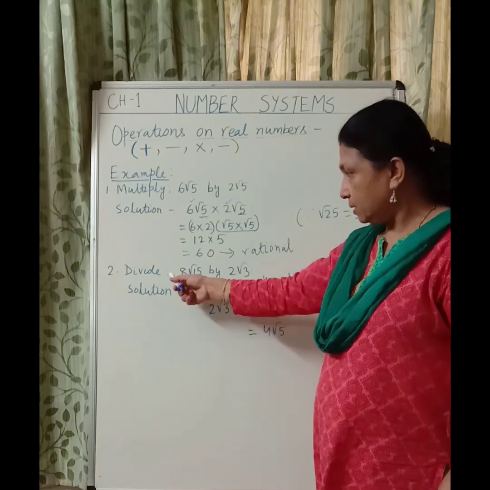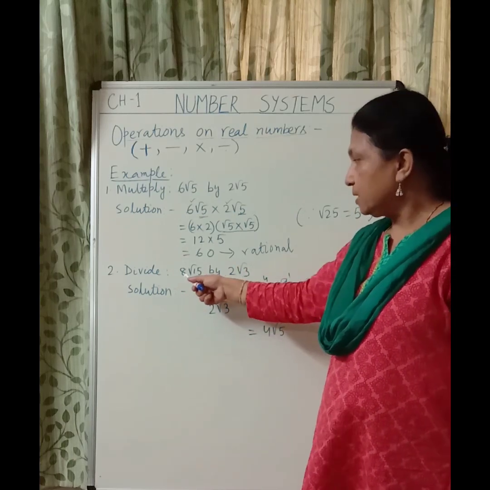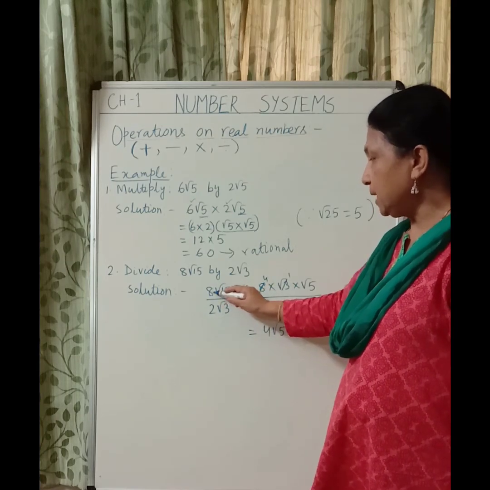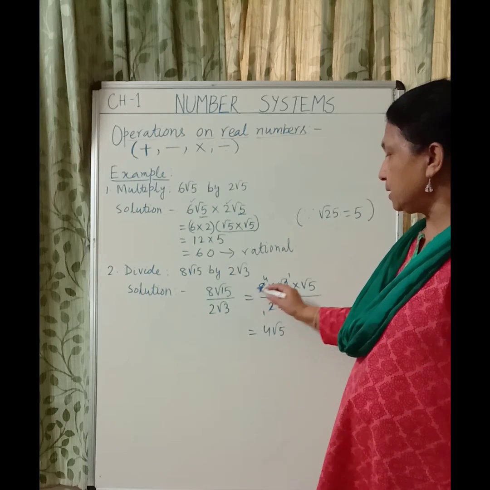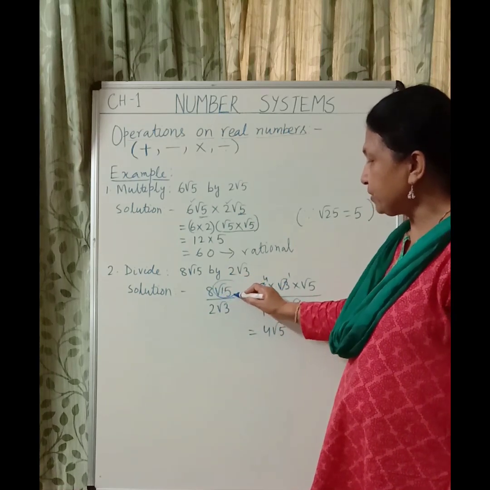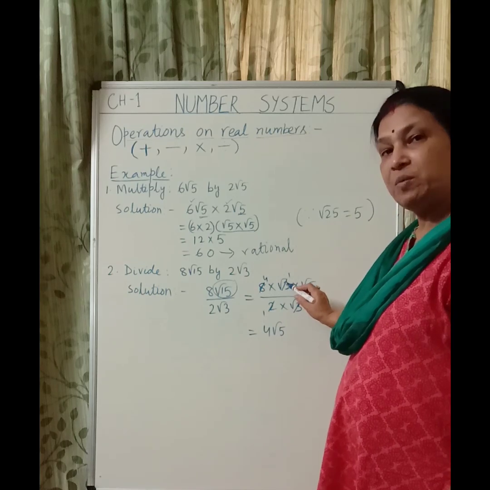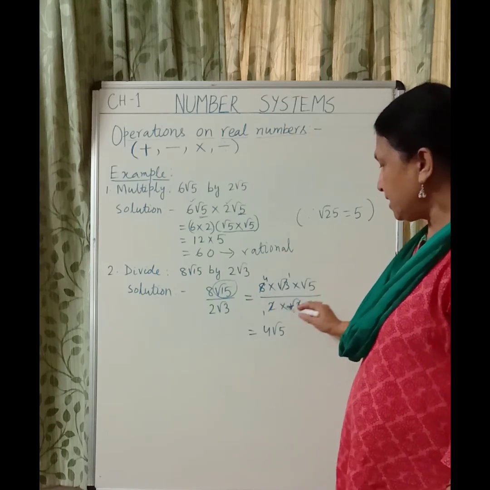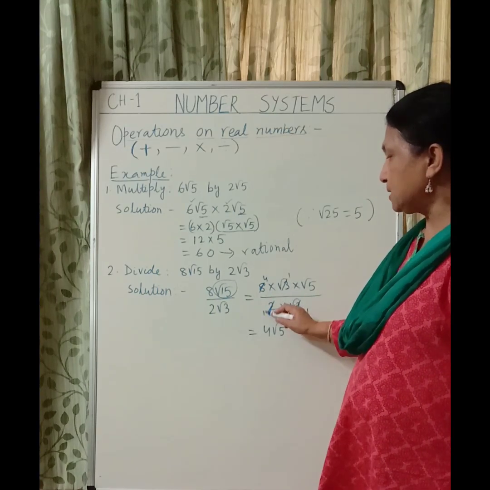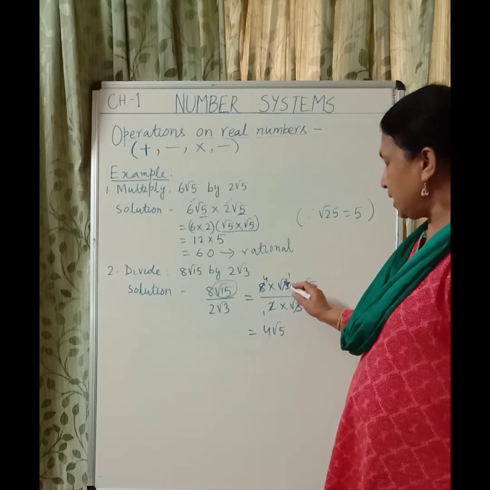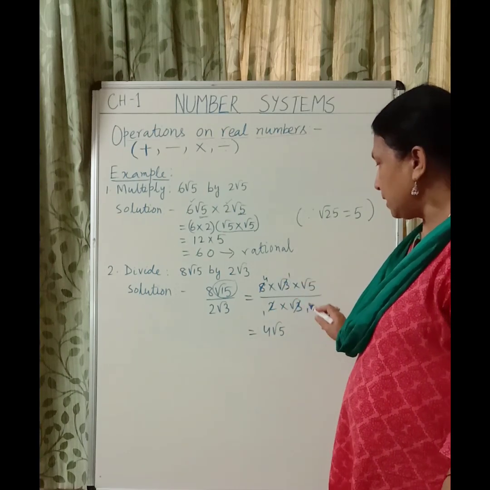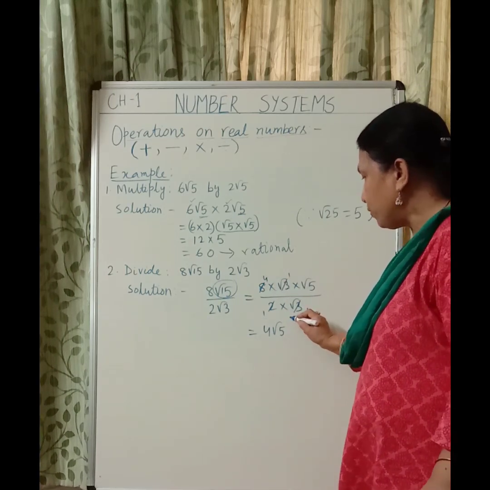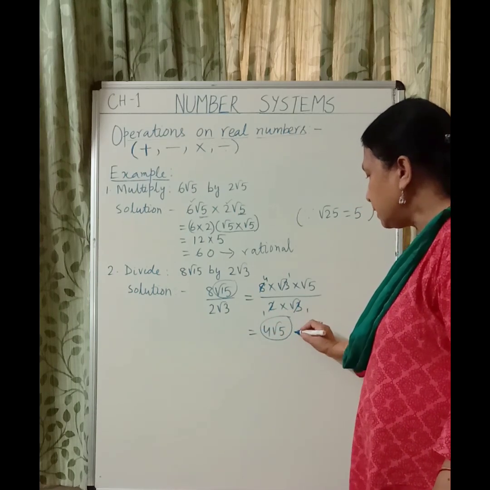Another example, here it is a division question. 8 root 15 divided by 2 root 3. Here we can write root 15 as root 3 multiplied with root 5. So 8 into root 3 into root 5, divided by 2 into root 3. Now 2 ones are 2, 2 fours are 8. Root 3 and root 3 both cancel, leaving 4 and root 5. Finally we get the answer 4 root 5. Here this is an irrational number.